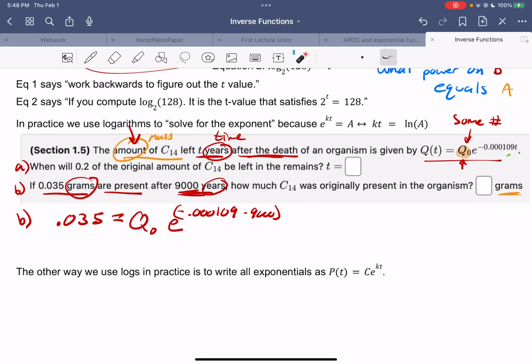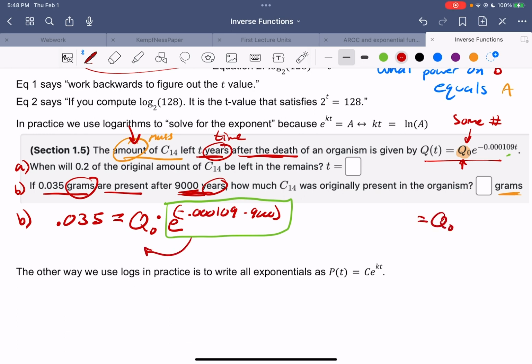You don't have to. Look, there's a multiplication here. Okay, there's a multiplication. This is a number. Maybe it's 4, right? Maybe it's 4. It's not 4, but maybe it's 4. And if you had to solve for Q naught, what would you do? You would divide this number over. So let's do it. Just do it. 0.035 divided by this disgusting number, e to the minus 0.000109 times 9,000. Okay? That number right there is Q naught.